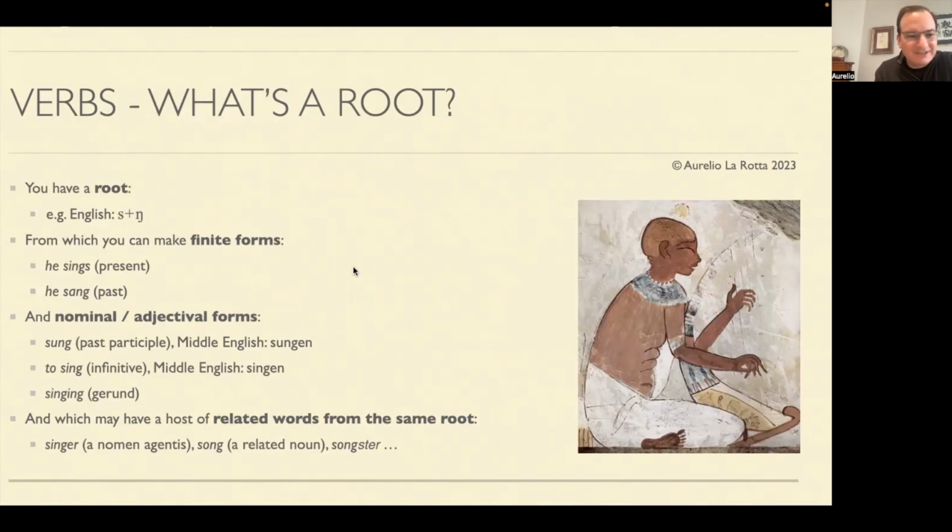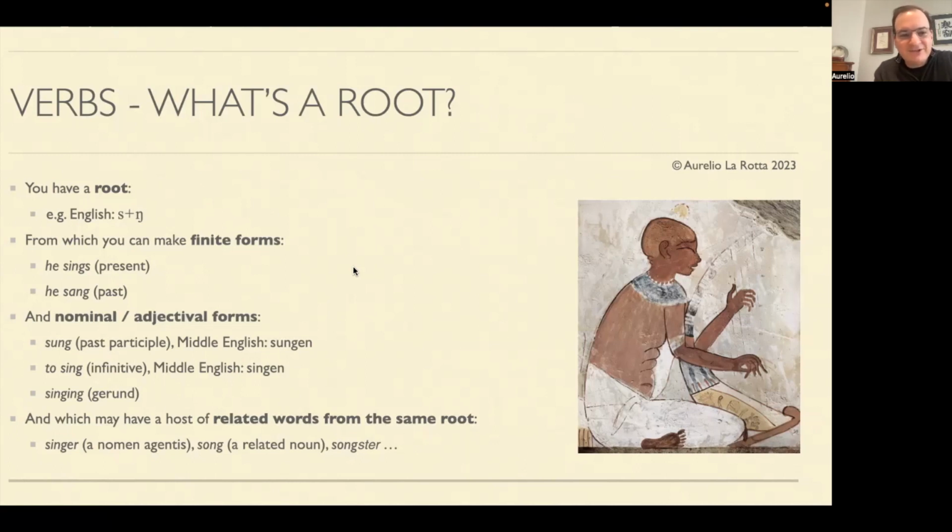So let's say we have a root, sing, in English, and then we can use that to make finite verb forms. Like, for example, he sings, present tense, or he sang, past tense. Finite because it indicates the person, it indicates the tense or aspect, mood, can be multiple things depending on the language, which are encoded in the verb form.